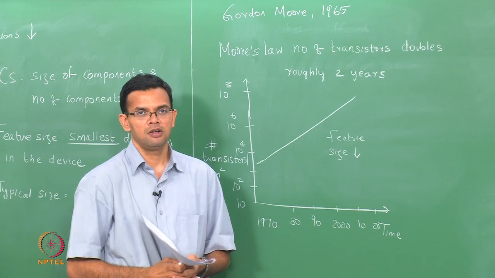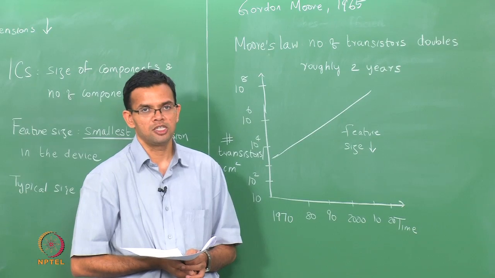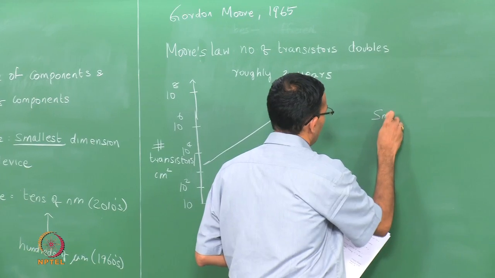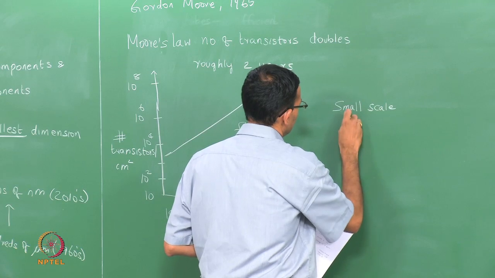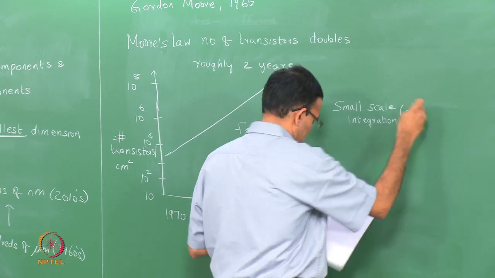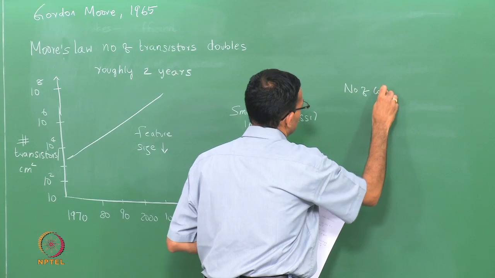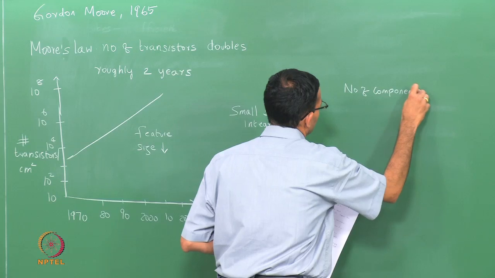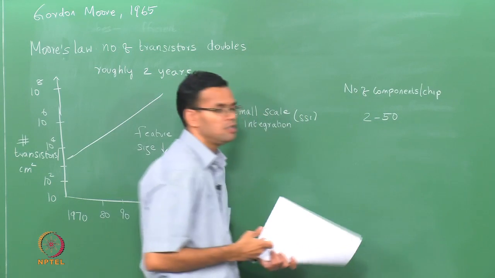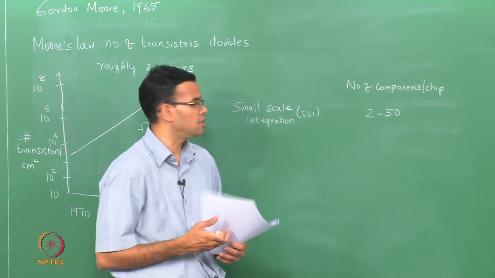So, we usually refer to the number of transistors on a chip as integration. There have been different levels of integration starting from the 1970s on to today. The first one is called small scale integration, called SSI. The number of components is usually around 2 to 50. So, just tens of components per chip. These components could be transistors, diodes, resistors, capacitors, and so on.